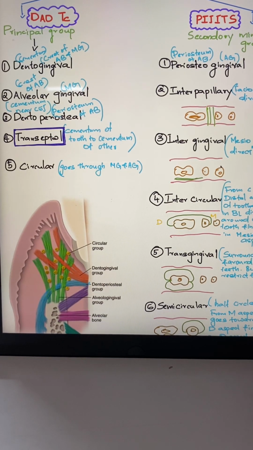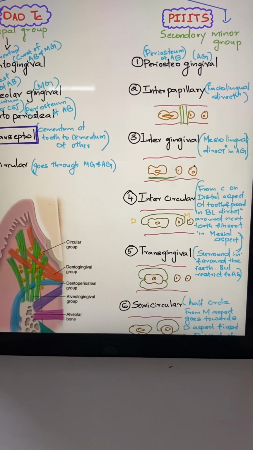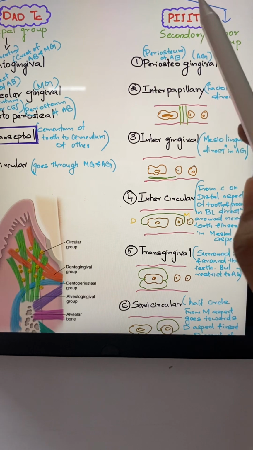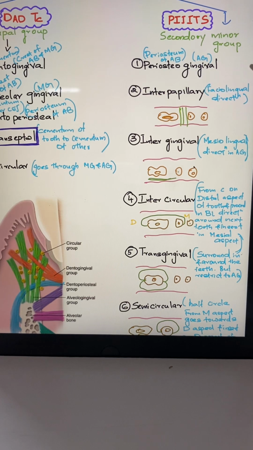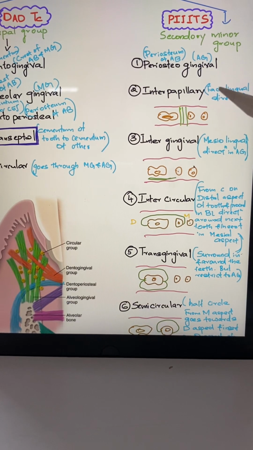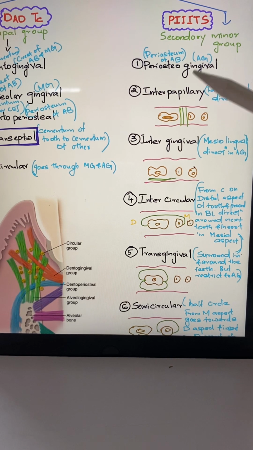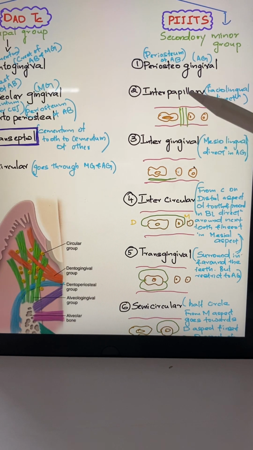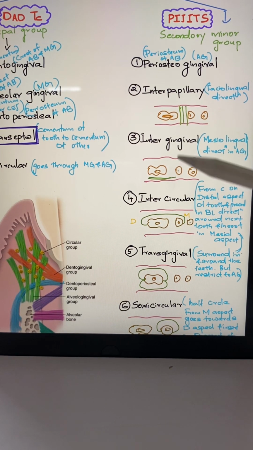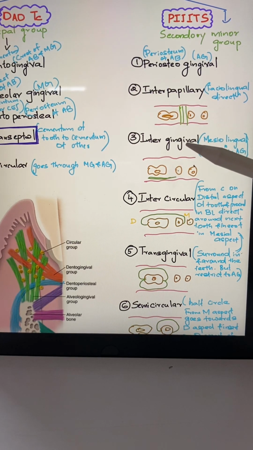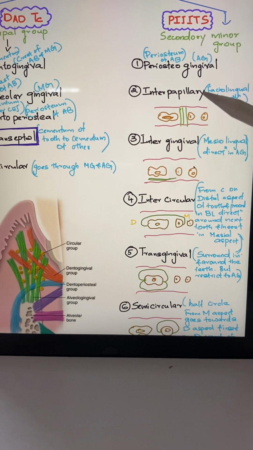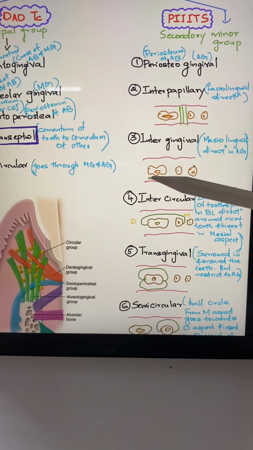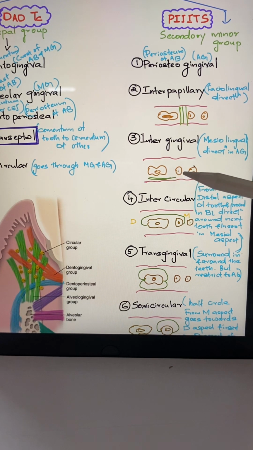And next is the secondary minor group. You can remember these as PITS. The three I will be there, so you can remember it like pits. The first one is periosteogingival. I talked about that just now. And next is the interpapillary. They go in a faciolingual direction, in between the teeth. And next is the intergingival, which goes mesiolingually in this direction. Interpapillary was like this, and this is mesiolingual. This goes in a mesiolingual direction in the attached gingiva.